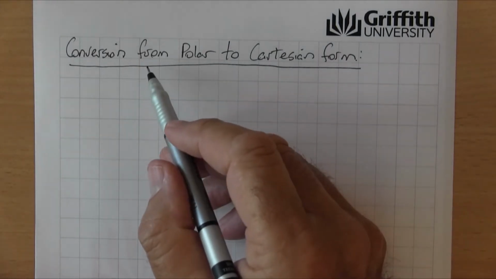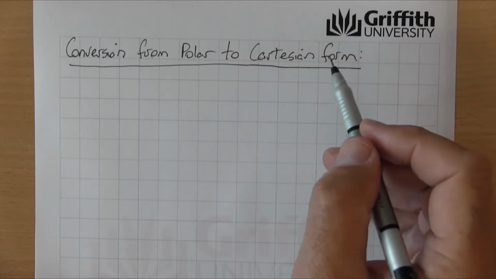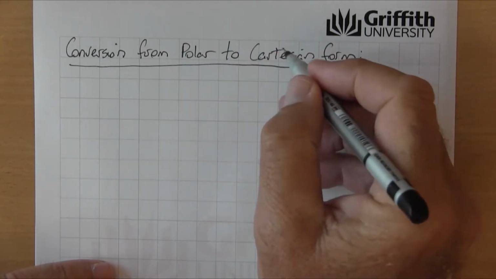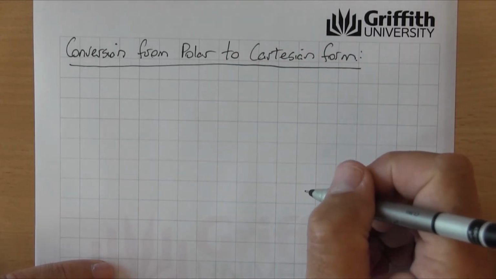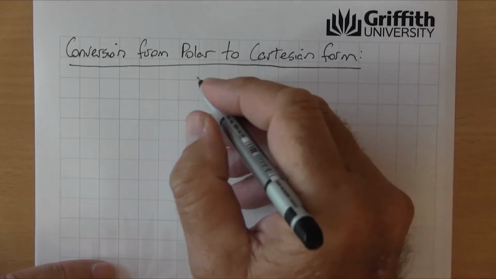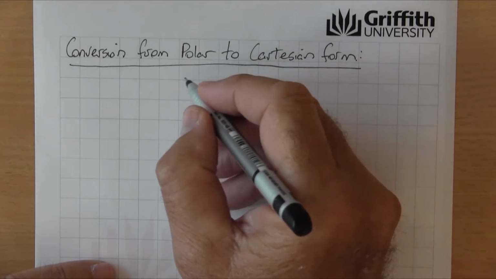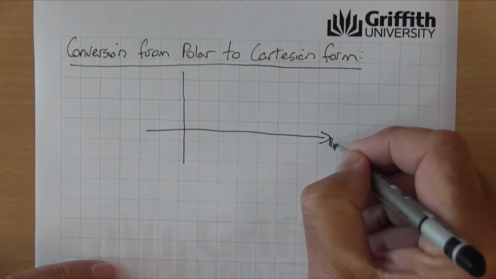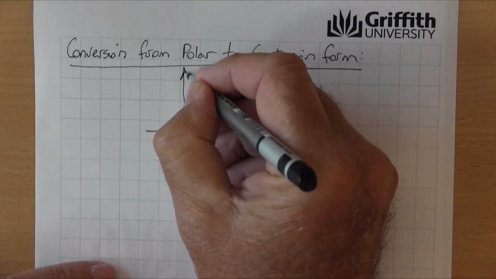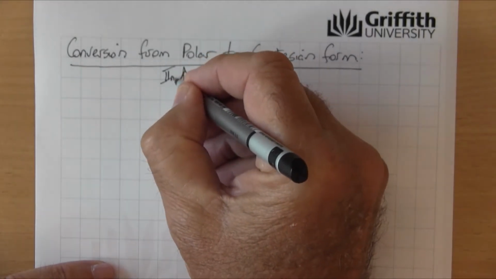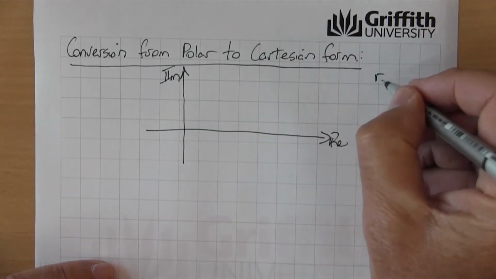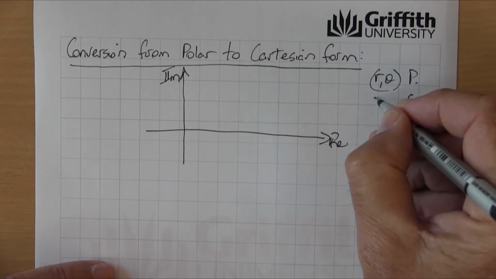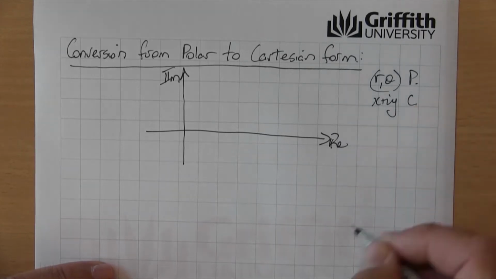Okay, so we need to be able to do a conversion from polar to Cartesian form as well as going the other way around from Cartesian to polar. This one's quite easy. Probably the best way to start is to show you on the Argand diagram. We've got the real, the imaginary. Polar form, don't forget, is r theta, and Cartesian is x plus iy.